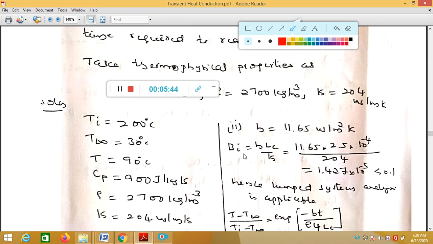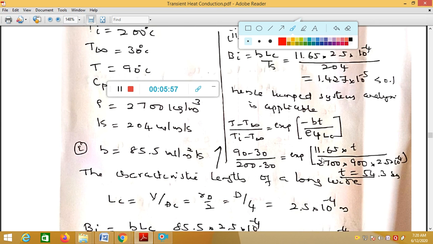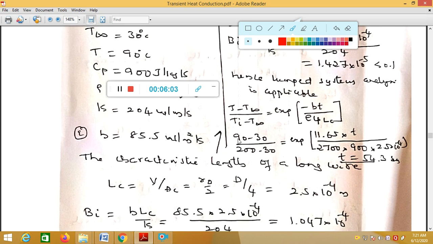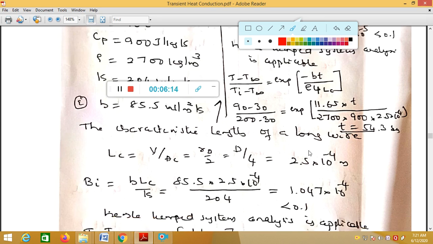So again you find the Biot number. Biot number is equal to h Lc by k, equal to 1.427 into 10 raised to minus 5. It is less than 0.1. So applying the lumped system analysis, you express using these expressions, substitute the values of T, Ti and T infinity, and you will get the time required for the wire to reach a temperature of 90 degree centigrade as 54.3 seconds.